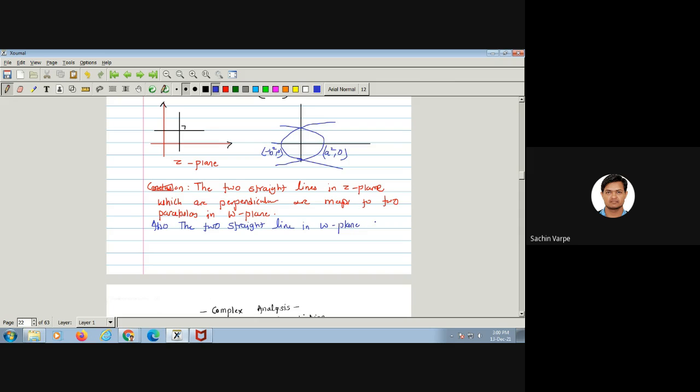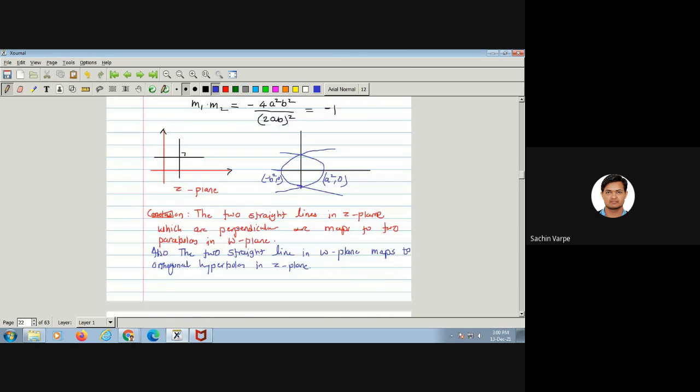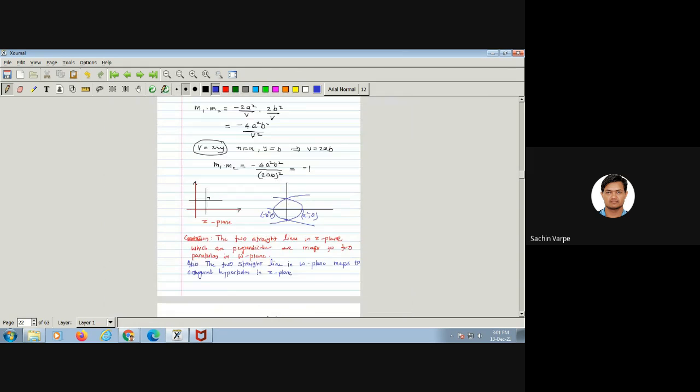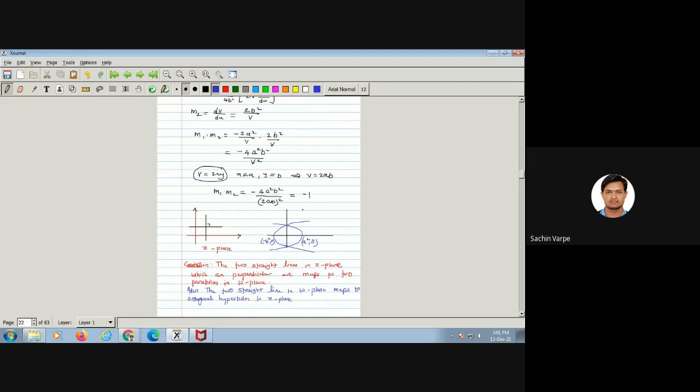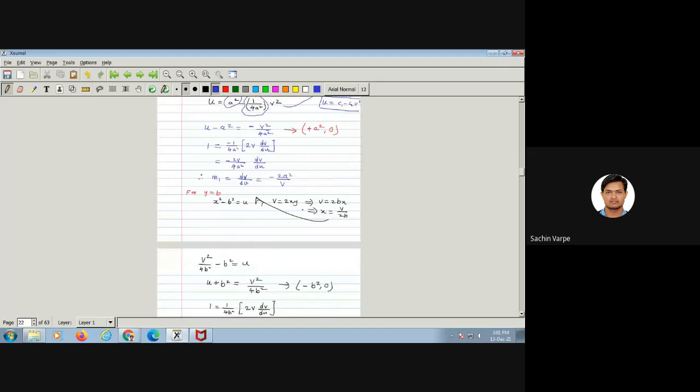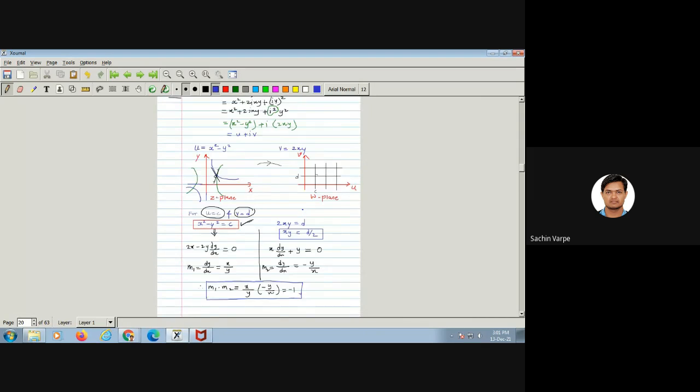The two straight lines in the W plane map to, what? The hyperbolas, orthogonal hyperbolas, we can say, in the Z plane. Yes or no? Hello? Is this clear to everyone? This whole thing can be asked for 5 to 6 marks in the final. Is this point clear to everyone? Yes. This is how we need to explain it in the exam also.